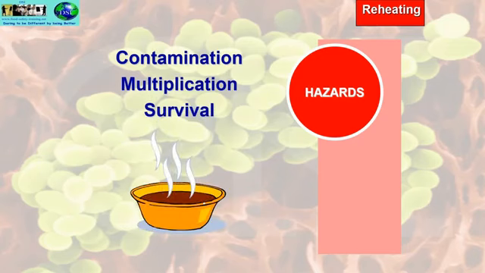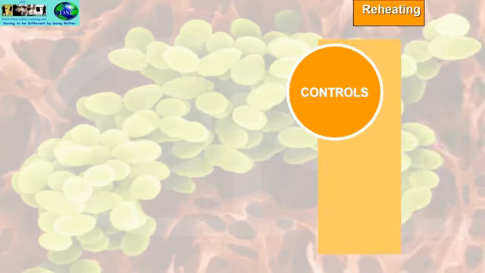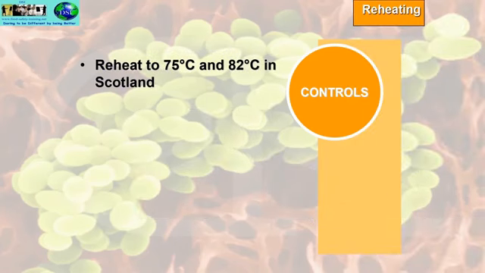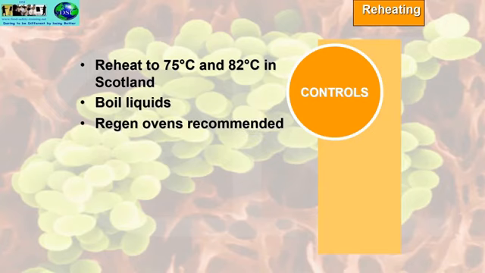Reheating, we could get contamination, multiplication, or survival. So with the controls, we need to reheat to 75 degrees C. Strangely enough, it's 82 degrees C in Scotland. No idea why that is, and nobody can give me answers to it either, because 75 degrees C is high enough. Boil liquids when you're reheating.